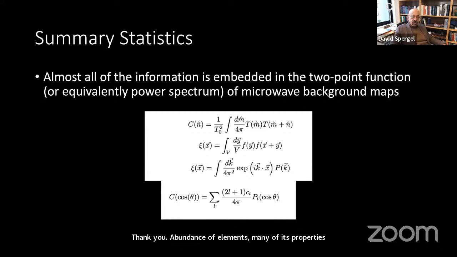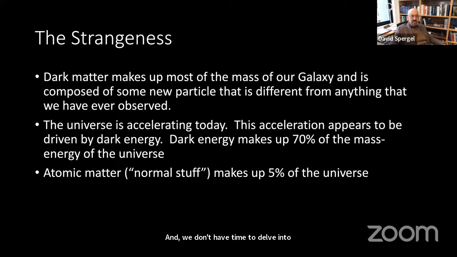In characterizing these maps, we'll write down some summary statistics, the 2-point correlation function of the map, because it's a Gaussian field, and these really capture all the basic properties of the map. We don't have time to delve into that, but we can compress everything to basically the variance as a function of scale. And as I've mentioned already, while the model is simple, it's also rather strange, with dark matter and dark energy making up most of the universe, and only about 5% of the universe in the form of normal stuff.